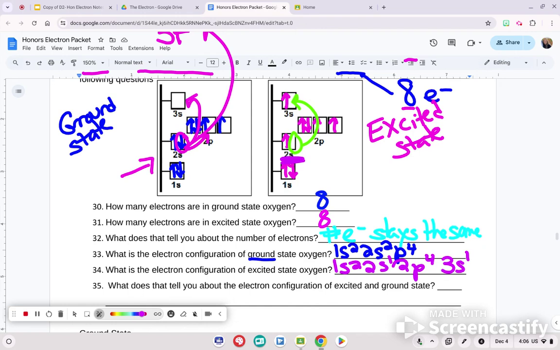So what does that tell you about the electron configuration for the excited and ground state? You have the same number of electrons in different locations, so they're in different locations or energy levels.